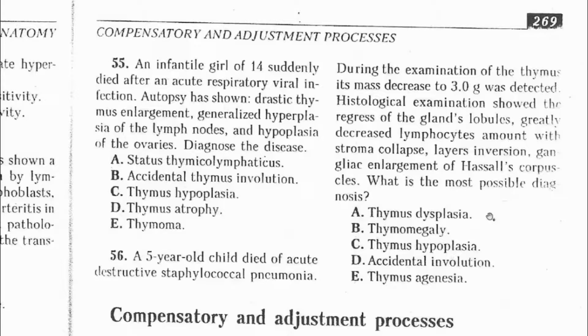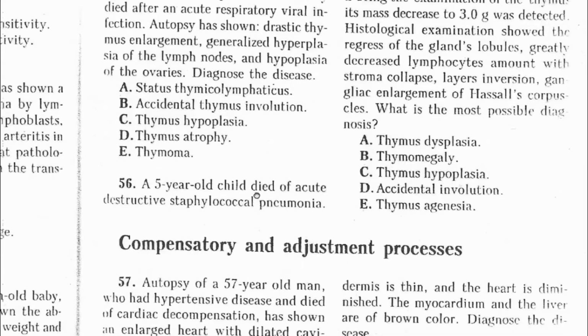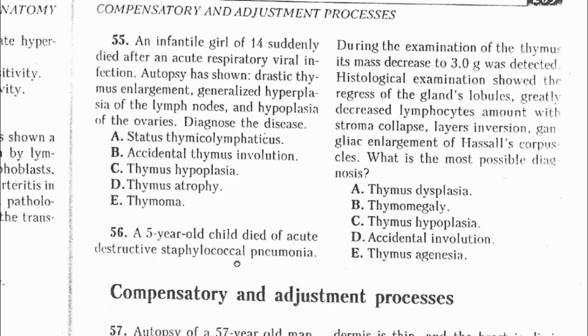But I cannot give you all these things because of time. So I will encourage you to go to the description box and download the book that you can find this in. So please download it. So the answer is accidental involution because it best explains all these things that are actually happening. All right. So 57.